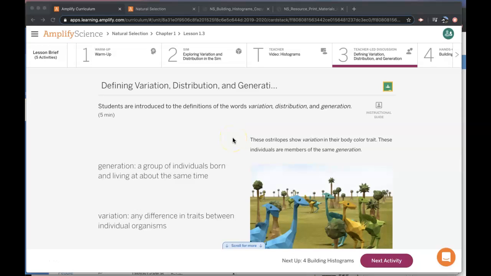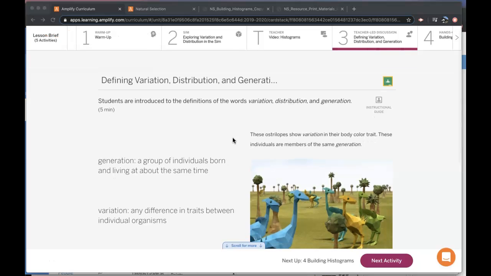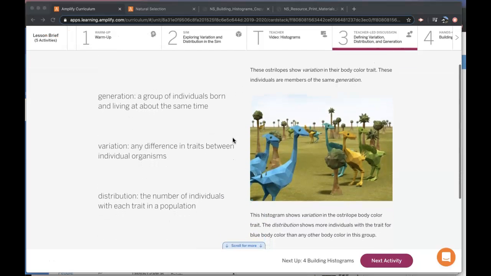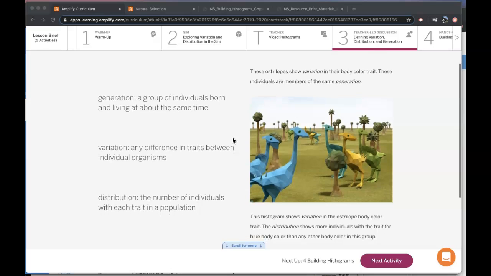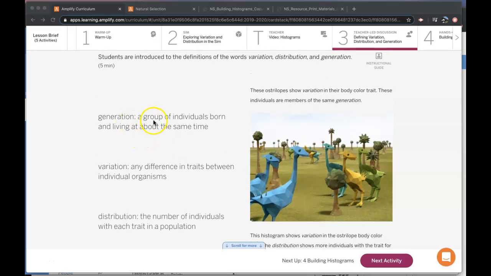So now that we've watched a video on histograms, we're going to introduce three more vocabulary words. The first word is generation, a group of individuals born and living about the same time.